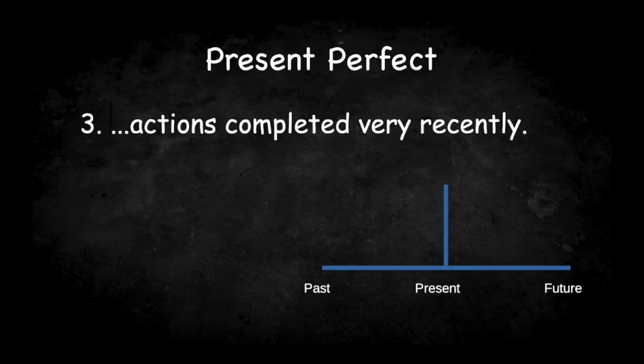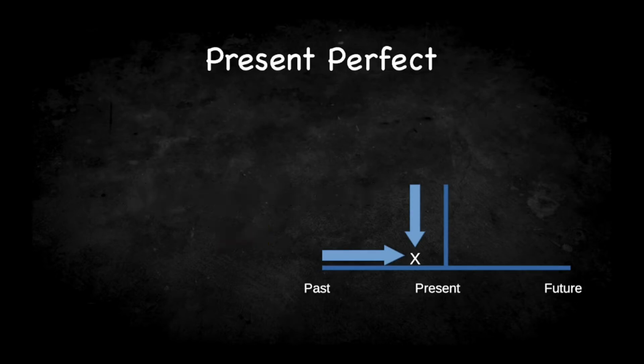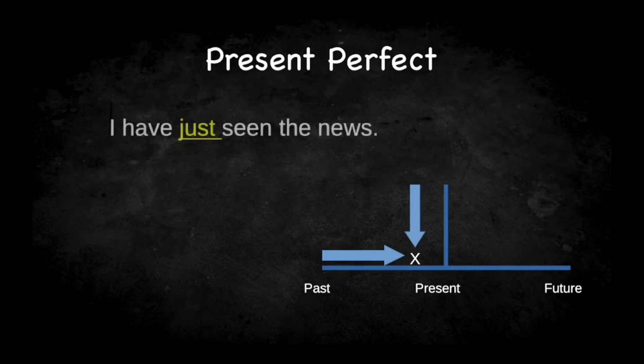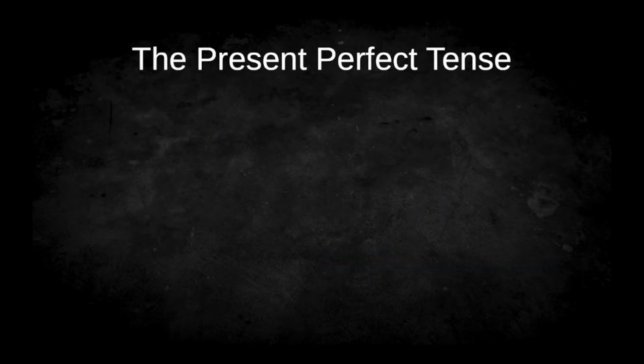We also use the present perfect tense when talking about actions completed very recently. And we do this just by adding the word just. For example, I have just seen the news. I've just eaten dinner.